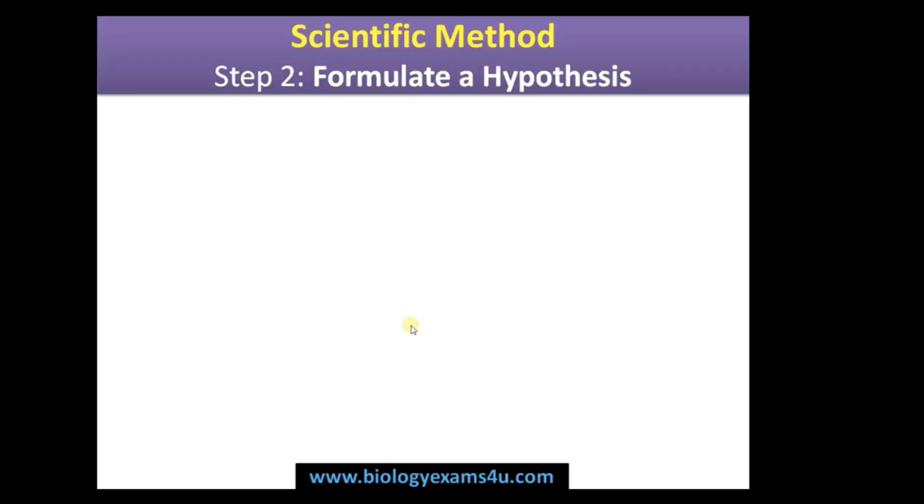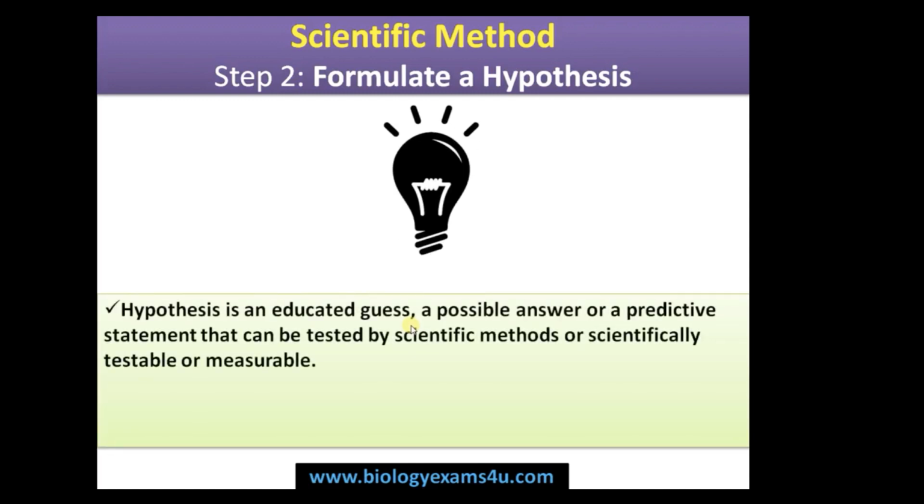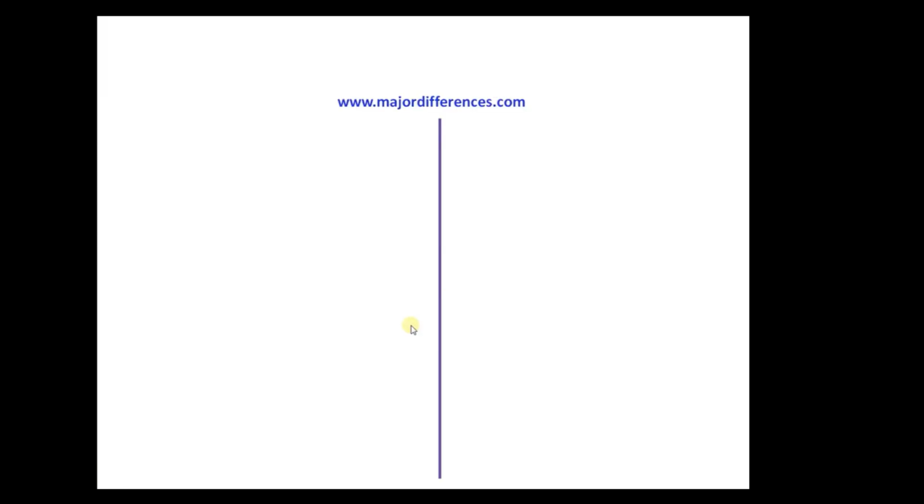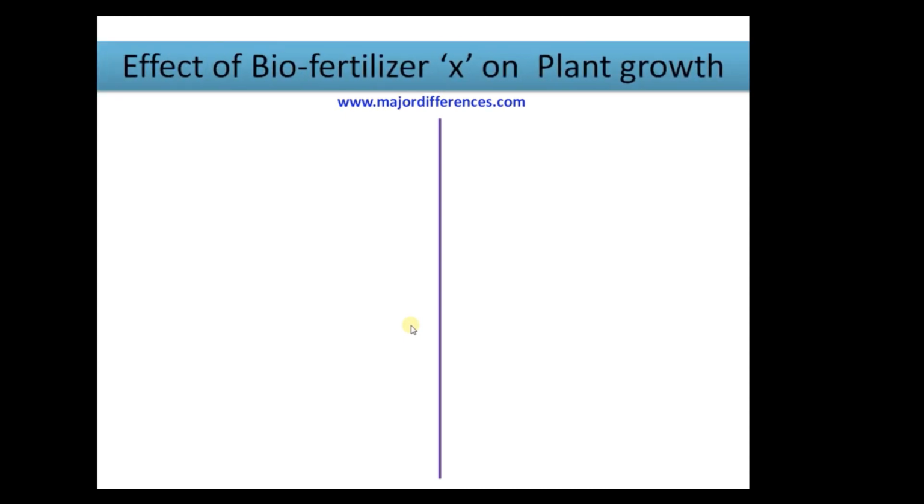First of all, starting with the definition of hypothesis. Hypothesis is an educated guess, a possible answer, or a predictive statement that can be tested scientifically. So it's based on previous experience on the topic, or by review of literature, or based on existing knowledge. In an experiment, there are two types of hypothesis: alternative hypothesis and null hypothesis. So let's explain the concept with a simple example. And this is an experiment. The researcher has defined the problem: effect of biofertilizer X on plant growth. Suppose the researcher has a new formulation and he wants to test the effect of that biofertilizer on plant growth.